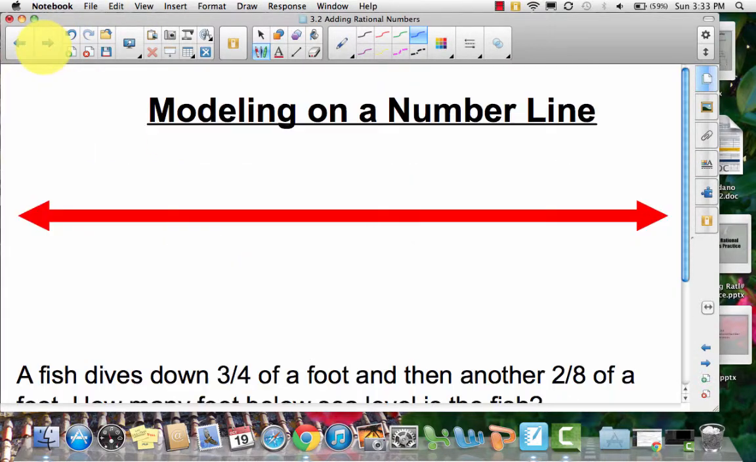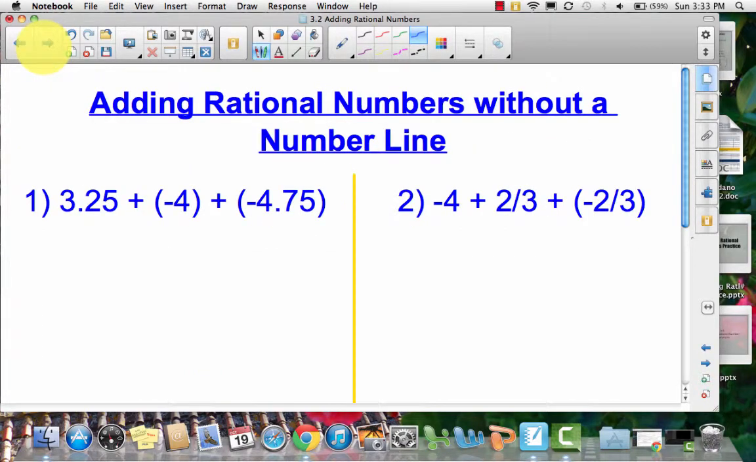It's also possible to do these problems without actually doing a number line, and we're going to keep in mind our rules from adding and subtracting integers. So if I take a look at problem number 1 here, I know that if I add two negative numbers, I add them together and I keep their sign in the solution. So I'm going to start off adding together -4 and -4.75. Keep in mind -4 is the same as -4.0, so this would combine to make -8.75.